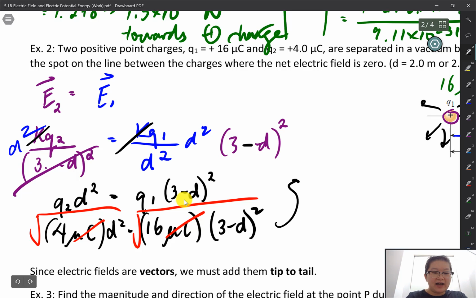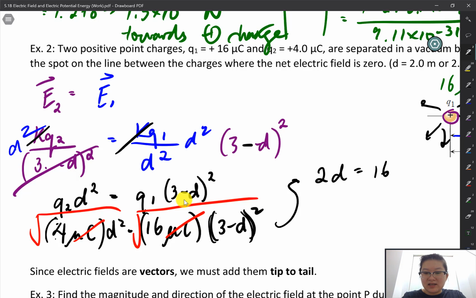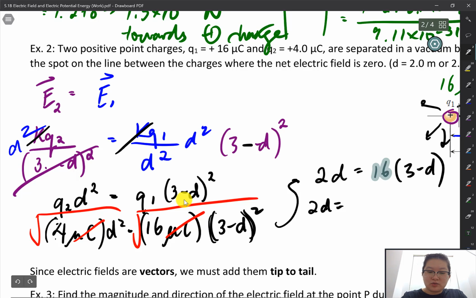After I do that, the square root of 4 is going to be 2. The square root of d squared is going to be d. The square root of 16 is going to be 4. Oh, sorry, what am I doing? The square root of this bracket, 3 minus d, is going to be 3 minus d. And look at that, it looks so much better. So let's just distribute everything out. After I distribute, I get 12 minus 4d. Looks beautiful.